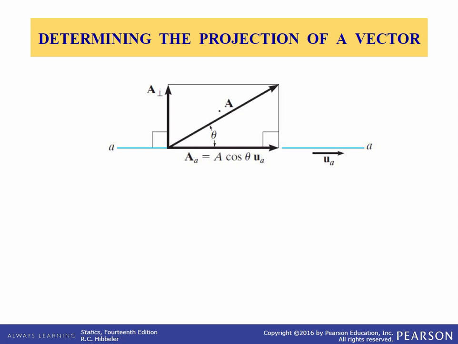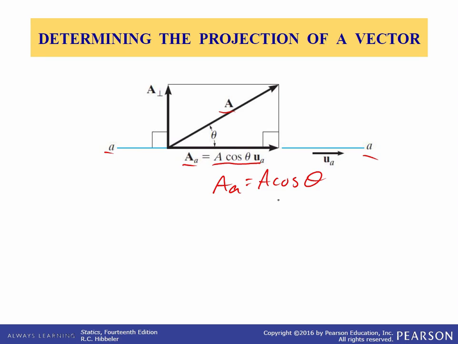I have this vector a, and I want to know what is the projection of a along the line AA, this horizontal line right here. The component of vector a parallel to or collinear with that line AA is defined by a sub a, which you see here. And by trigonometry, you can easily see that a sub a is equal to a times cosine of theta. And that's the scalar form, right? So a sub a as a scalar is a cosine theta. And that's easy to see from trigonometry.